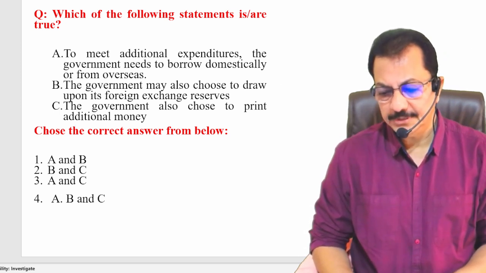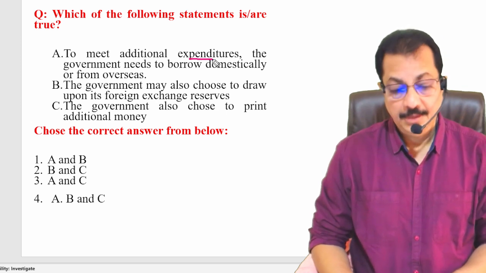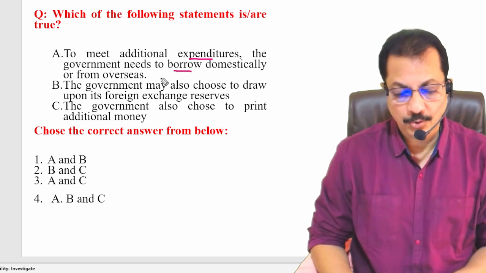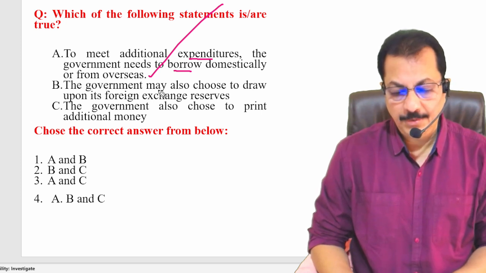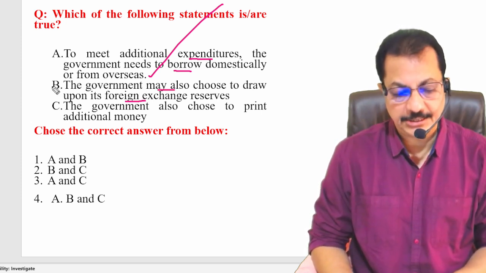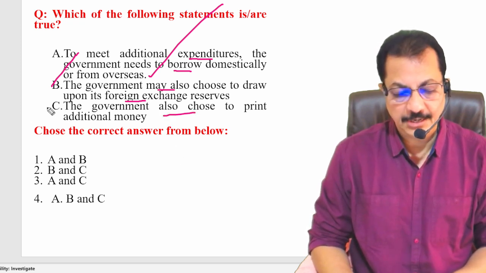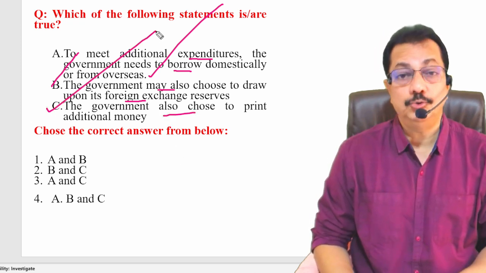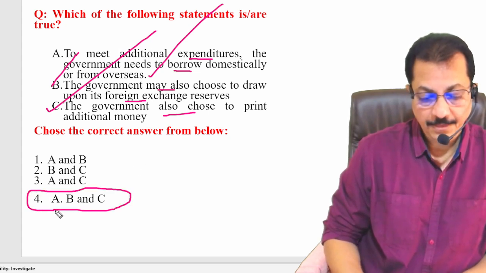What are the statements that are correct here? To meet additional expenditure, the government needs to borrow domestically or from overseas. Agreed. The government may also choose to draw upon its foreign exchange reserves. Agreed. Just now we have seen, the government may also choose to print the additional money. This is also agreed. So obviously our answer should be option 4.